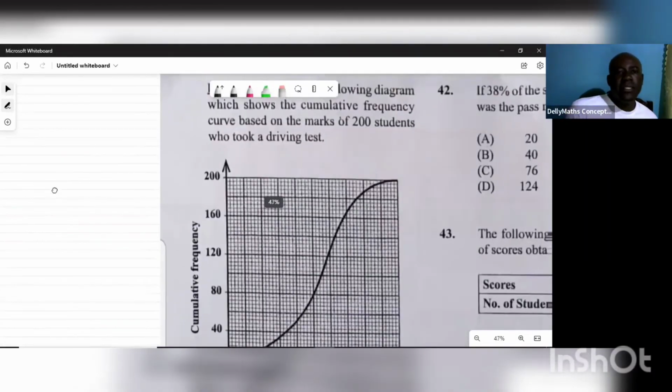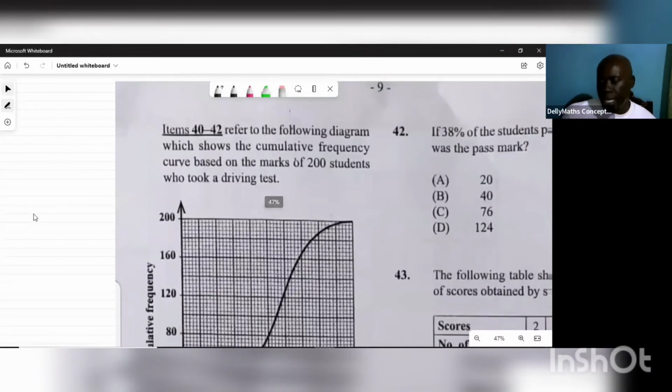All right, so it says here that items 40 to 42 refer to the following diagram, which shows the cumulative frequency curve based on the marks of 200 students. So we want to make sure that we understand this is 200 students. And you could see from the cumulative frequency curve, because you have 200 at the top where it levels off up here. Based on how we draw a cumulative frequency curve, we could know that it's 200 students that we're dealing with as well.